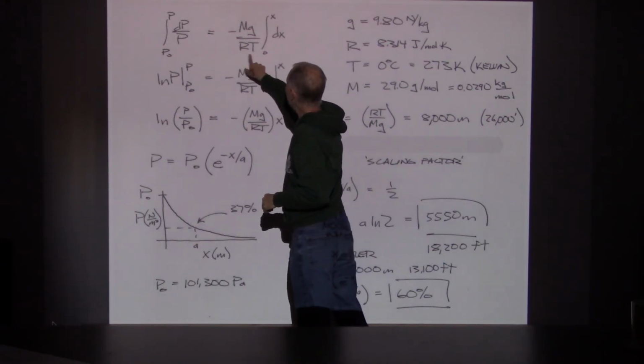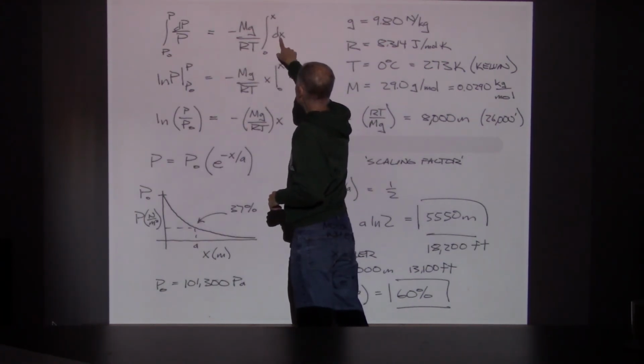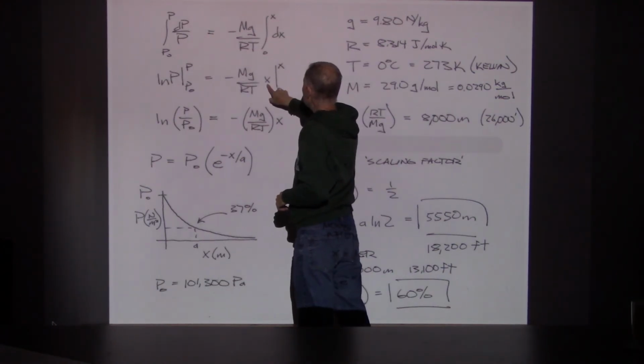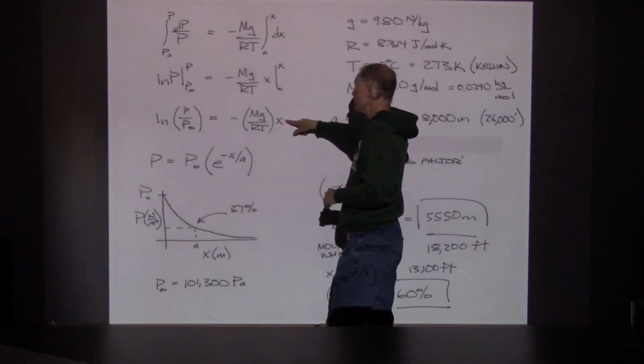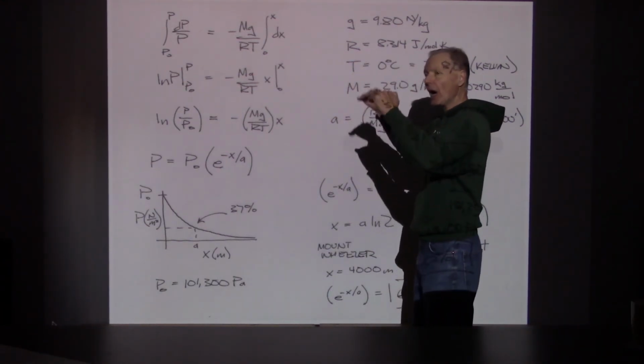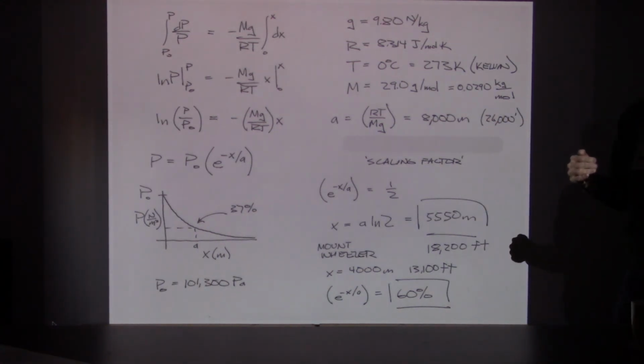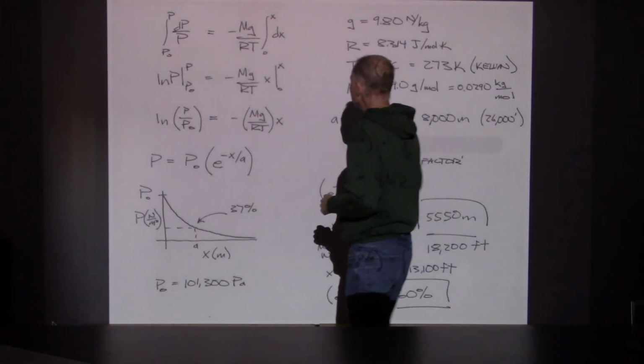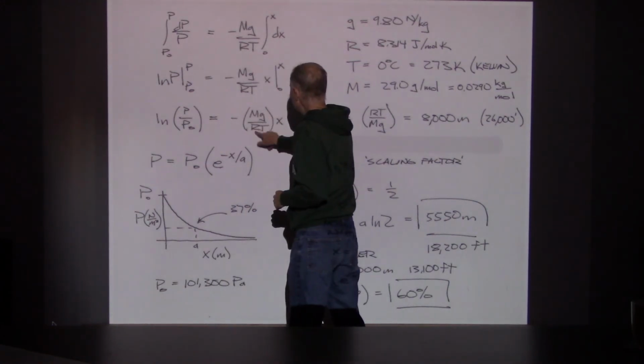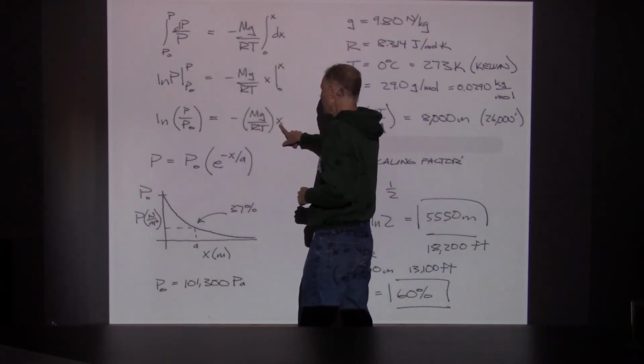All of these are constants. So that's a pretty simple integration. We'll just integrate dx from 0 to x. That'll just leave us with a factor of x. Now again, x here is height above the surface of the Earth, is the way we've set this up. So that becomes minus mg over RT times x.